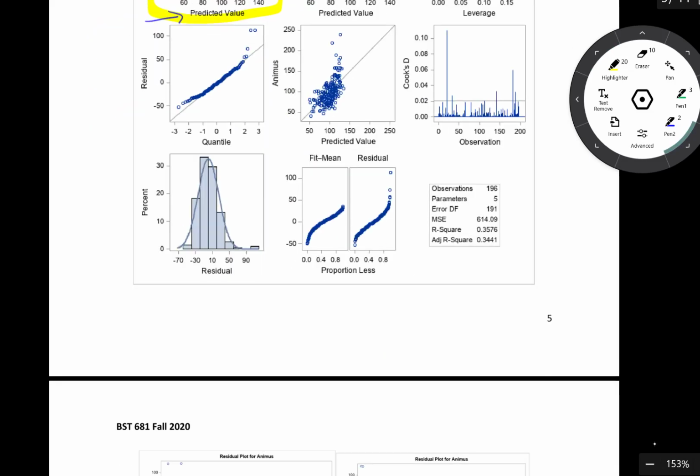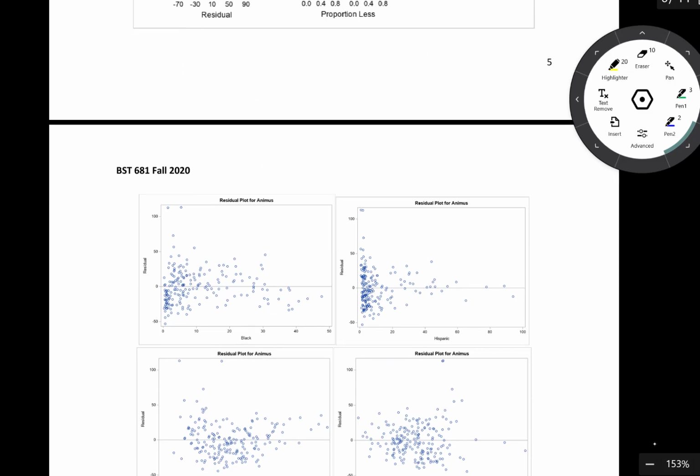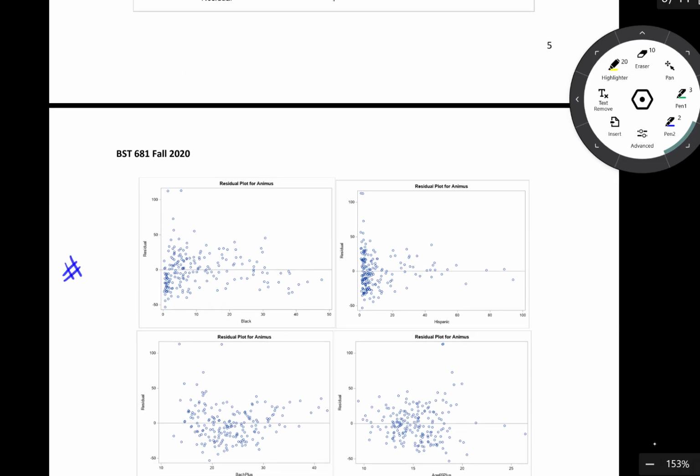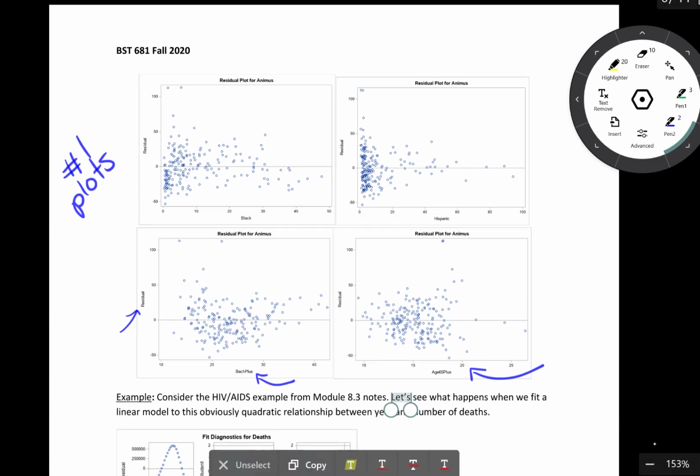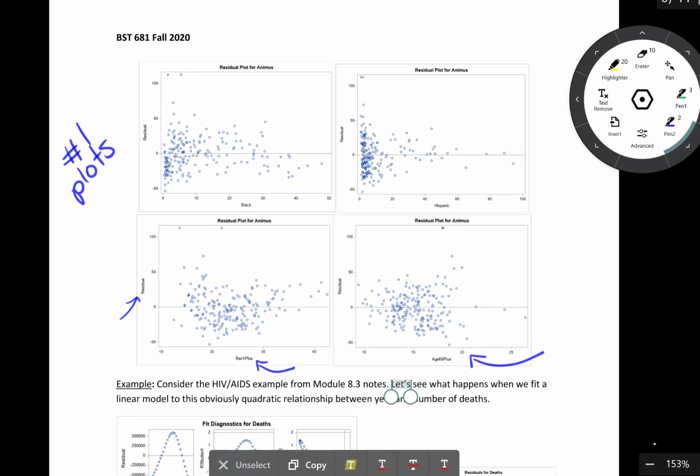Those are actually going to be the ones on the next page. And so notice for each of these plots what we have is the residual on the vertical axis, and then we have each of our independent or predictor variables on the horizontal axis. We had 4 different predictors, so we have 4 different plots. Now again, we're looking for any kind of pattern, changes in variability, things that might be concerning.